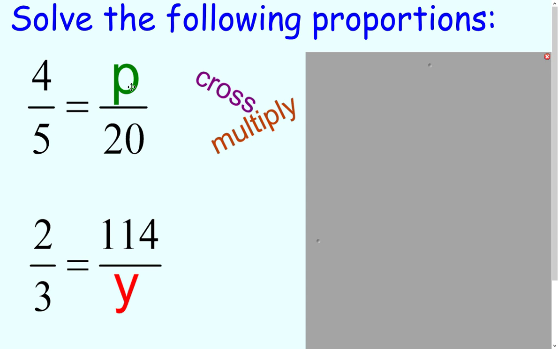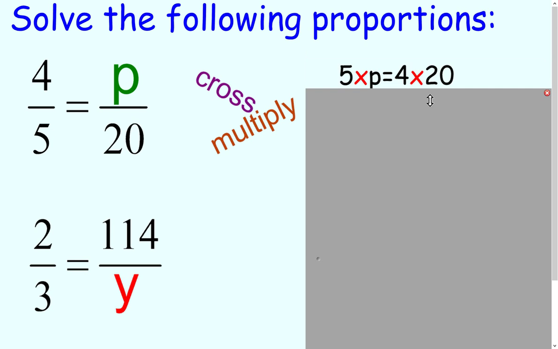Let me show you how it works with cross-multiplying. You're going to do 4 times 20, and you're going to set that equal to 5 times P. So it's going to look like this: 5 times P equals 4 times 20. Now you've made an equation, and you can solve it in a couple of short steps. So 5P equals 80.